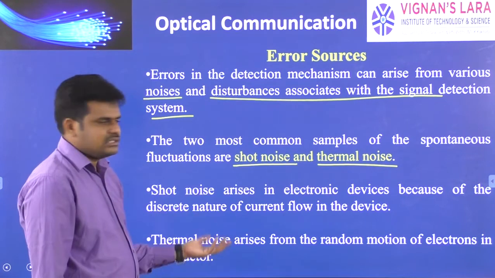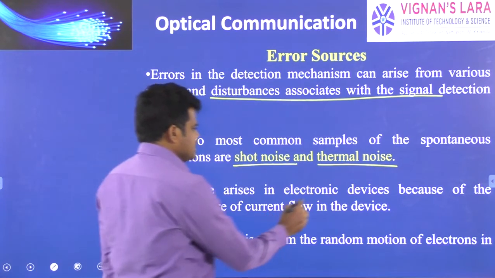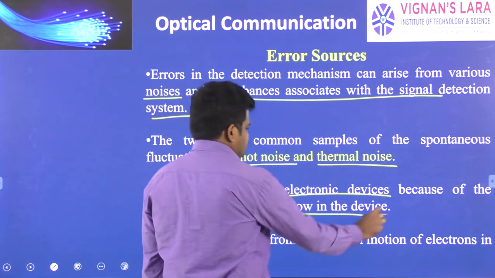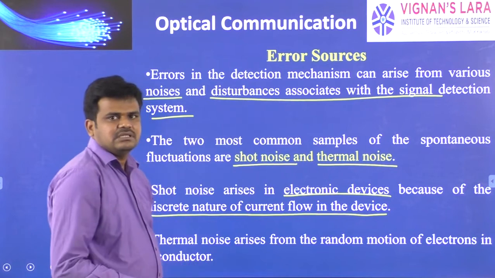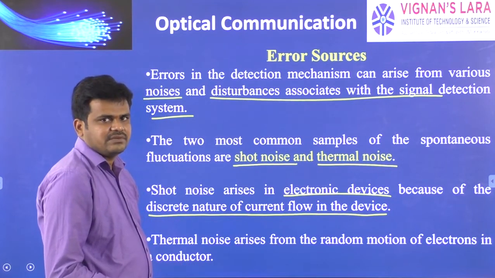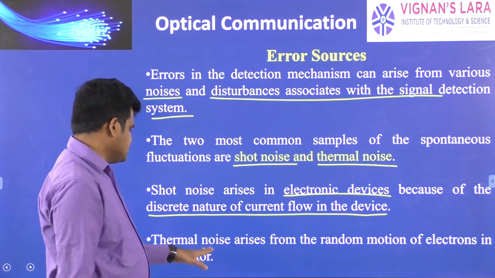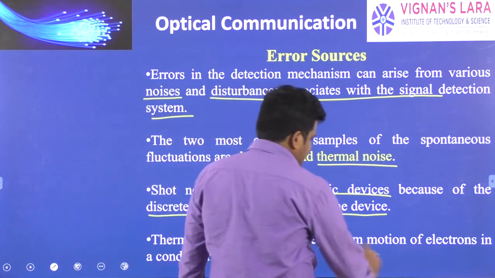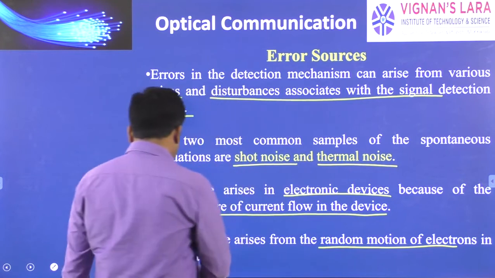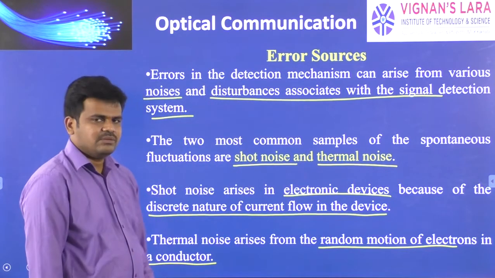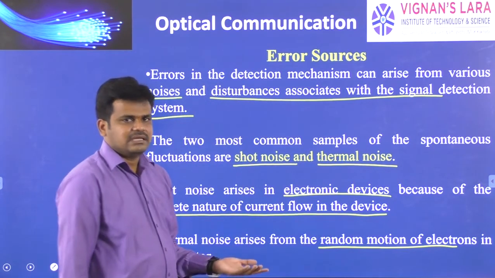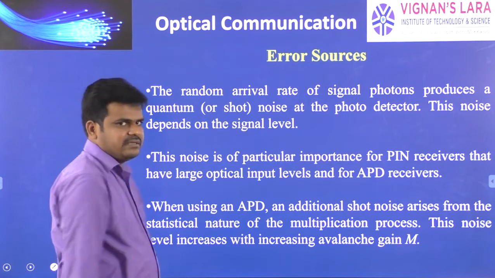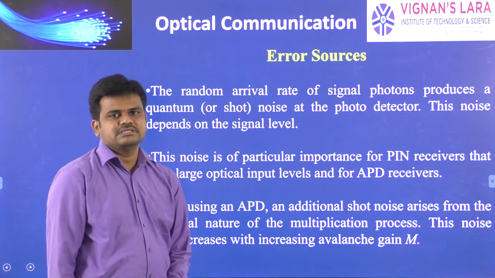What is shot noise? Shot noise arises in the electronic device because of the discrete, random nature of the current flow. Then what is thermal noise? It arises from the random motion of the electrons in a conductor. So these two noises may be misinterpreted as logic 1 in the absence of light.